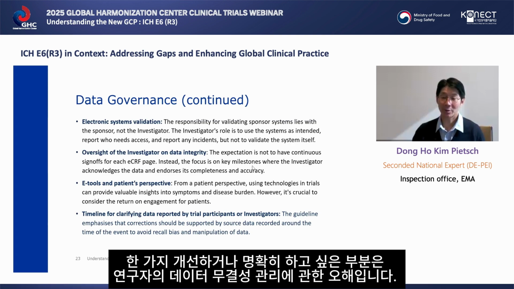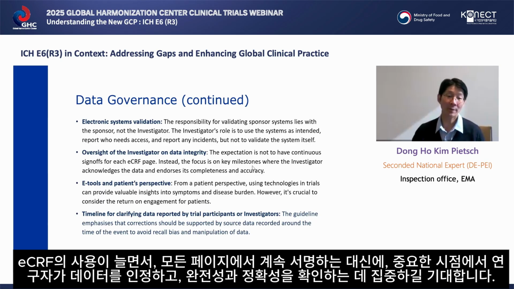One area where we sought to improve or clarify a potential gap or misconception is the oversight of data integrity by the investigator. With the increased use of eCRF systems, the expectation is that instead of a continuous sign-off for each page, which may not be the best use of the investigator's time, they may want to focus on predefined key milestones, where the investigator acknowledges the data for completeness and accuracy.